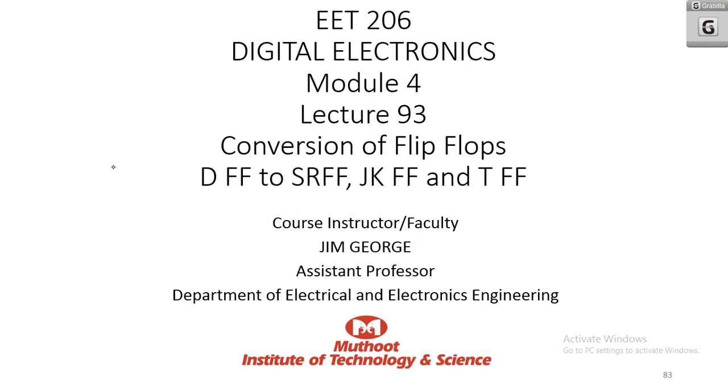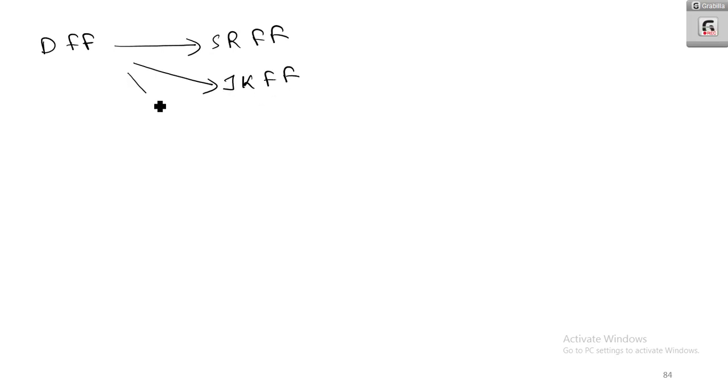In this lecture, you are going to convert D flip-flop to SR flip-flop, D flip-flop to JK flip-flop, and D flip-flop to T flip-flop. That is, what we have is a D flip-flop. It needs to be converted to SR flip-flop, to JK flip-flop, as well as into toggle flip-flop. Okay, so that is the basic idea.